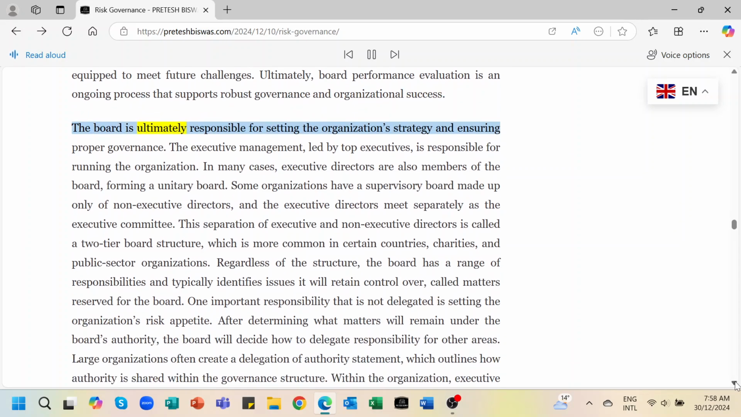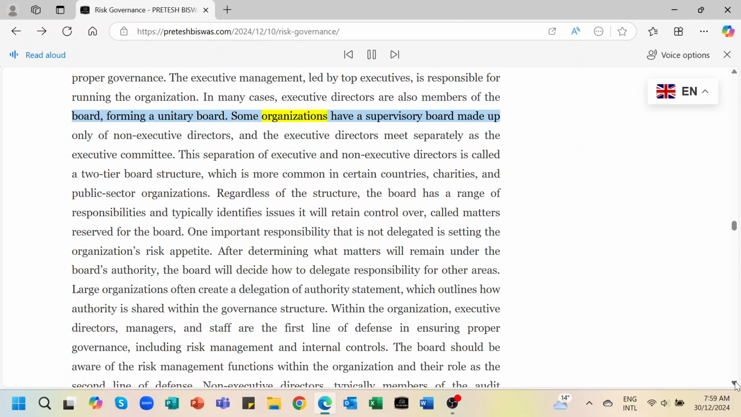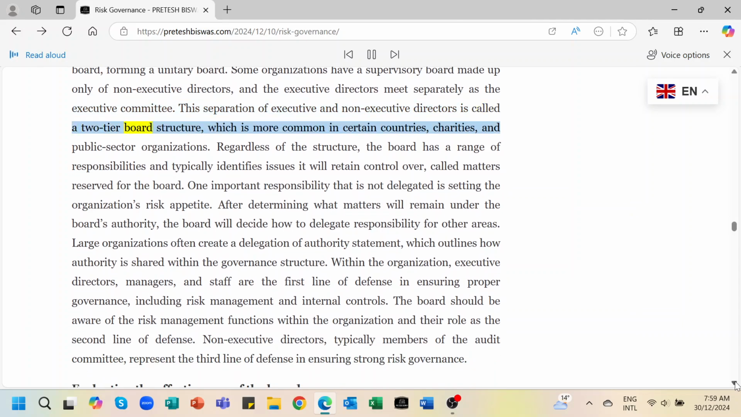The board is ultimately responsible for setting the organization's strategy and ensuring proper governance. The executive management, led by top executives, is responsible for running the organization. In many cases, executive directors are also members of the board, forming a unitary board. Some organizations have a supervisory board made up only of non-executive directors, and the executive directors meet separately as the executive committee. This separation of executive and non-executive directors is called a two-tier board structure, which is more common in certain countries, charities, and public sector organizations.